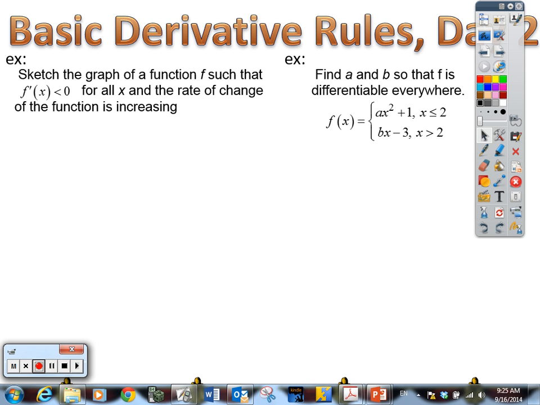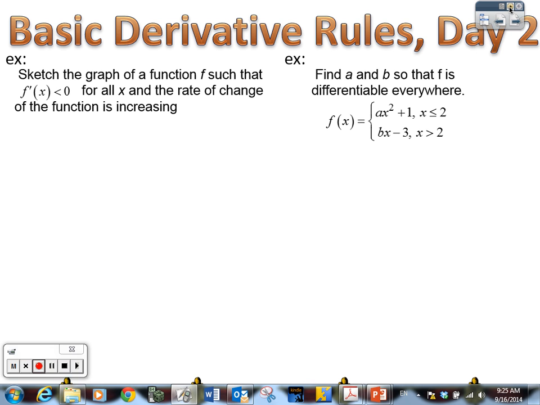All right, so let's take a look at our lesson for today. Today is Basic Derivative Rules, Day 2. Today's lesson is much more conceptual than yesterday's lesson. Yesterday we were learning derivative rules, you know, the power rule and all that kind of stuff. Today we're actually going to get more into the concepts of derivatives, which is pretty important.